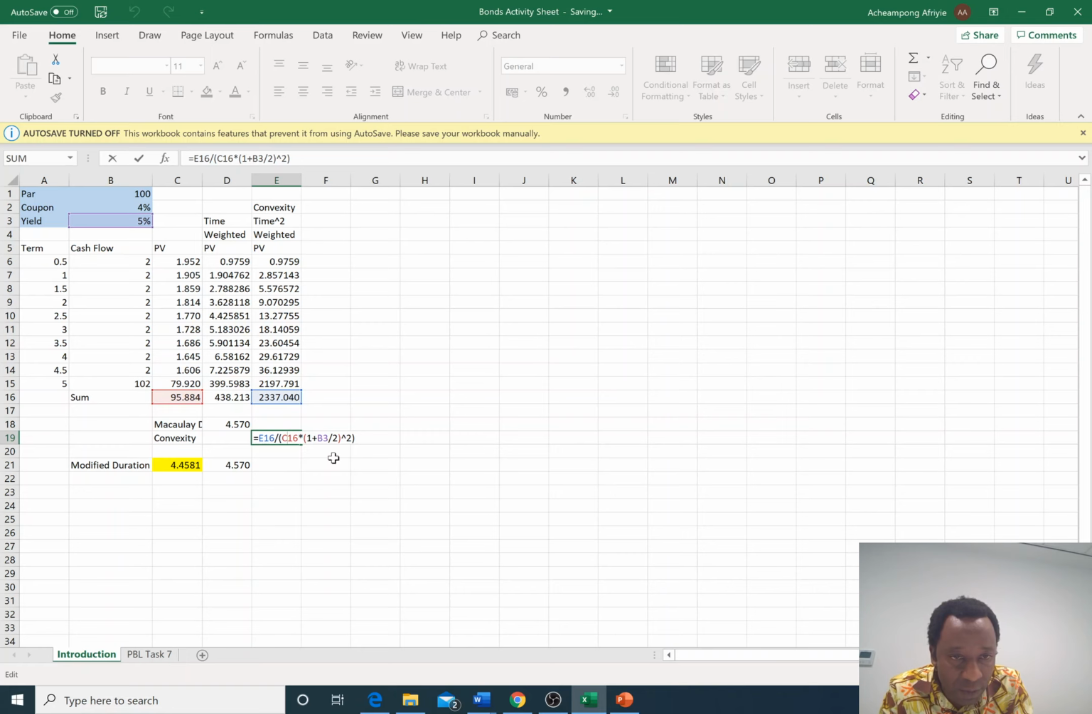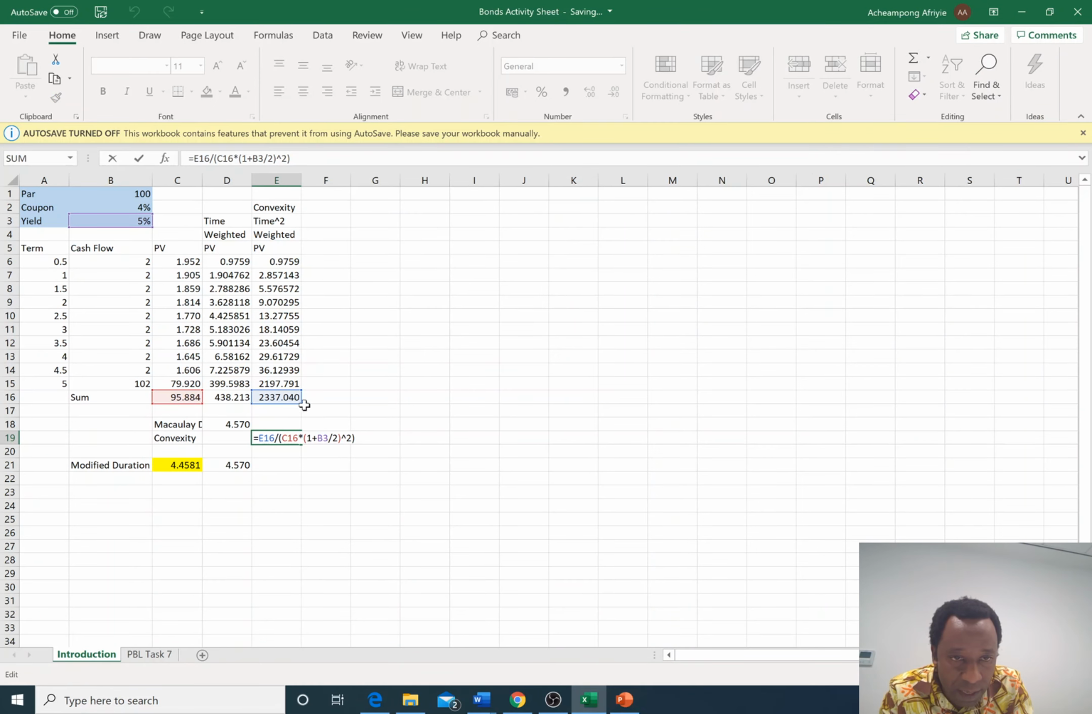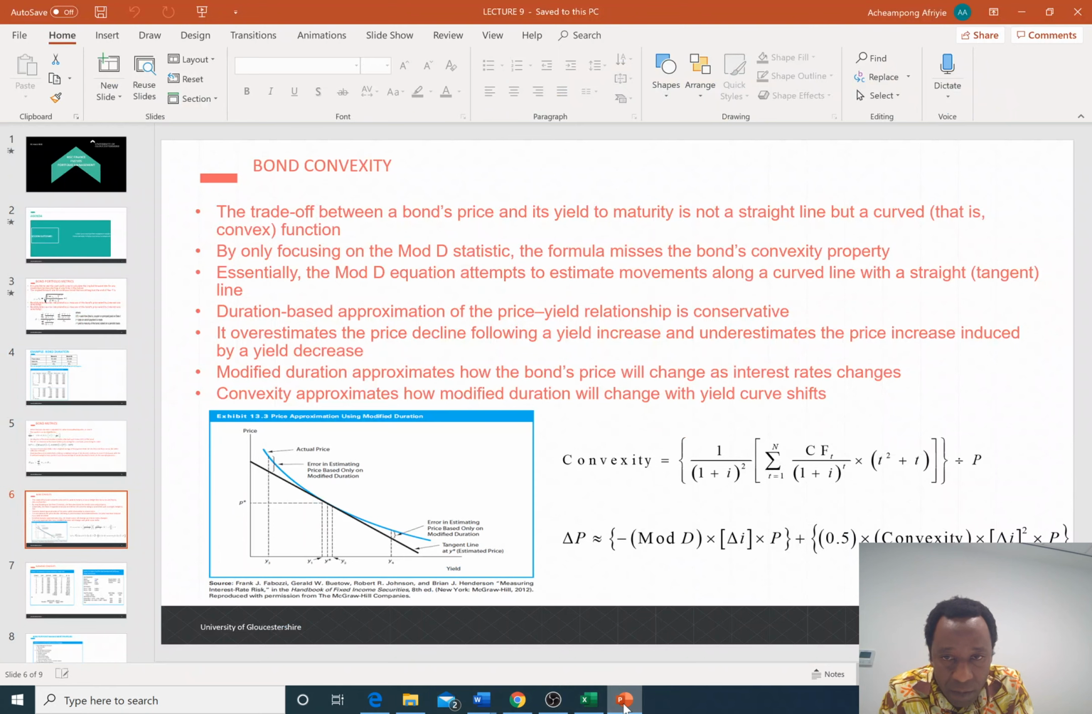Okay, so in Excel, what I've just tried to do here is I've implemented that formula, the sum of all these guys, which is the figure that we had there, right? We're effectively multiplying it by 1 over 1 plus the yield squared.